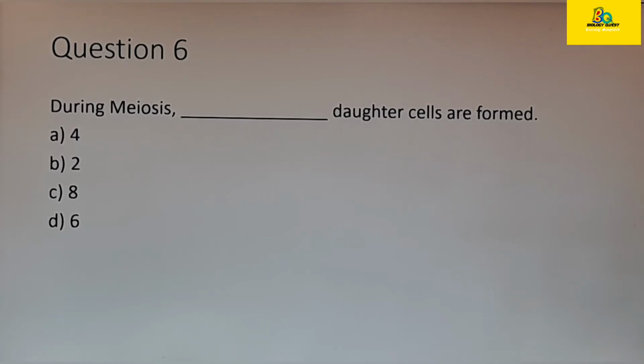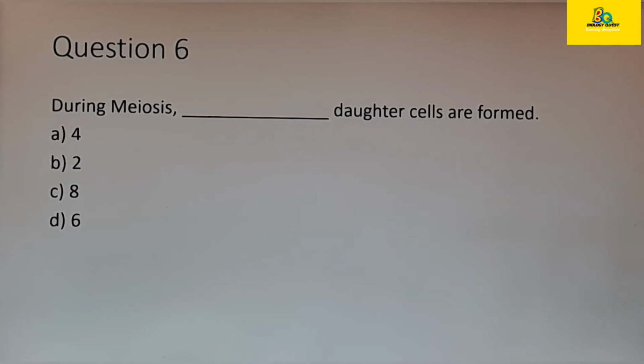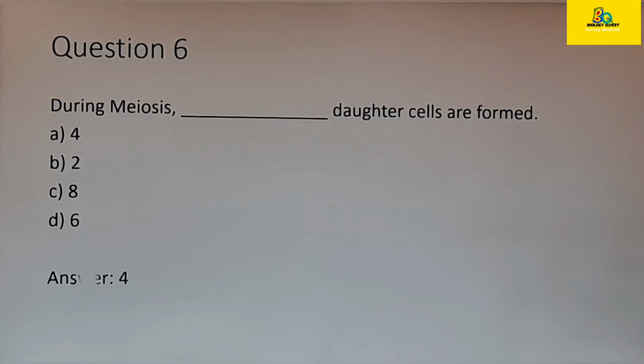Each product of meiosis 1 undergoes the second meiotic division, and each cell produces 2 daughter cells, and the total number of daughter cells produced during meiosis is 4. So you should know that during meiosis 4 daughter cells are produced. But during mitosis, how many daughter cells are produced? 2. So here the correct answer is option A, 4. During meiosis, the number of daughter cells produced is 4.